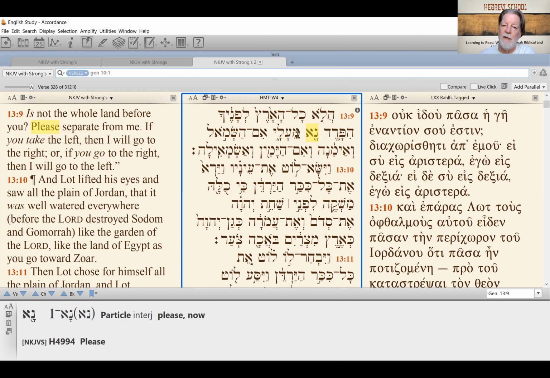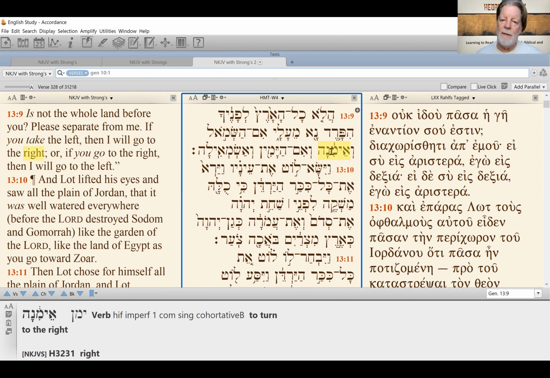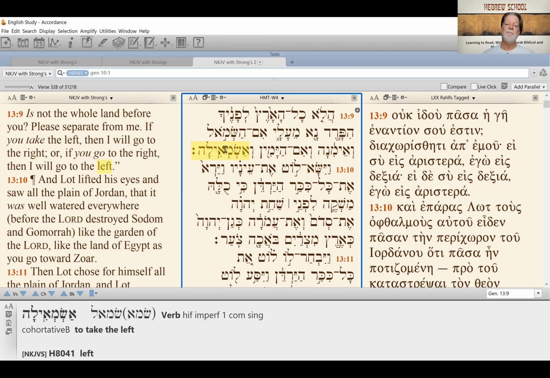Separate, na, please, me'alai, from me. Im hasmol, so if you go to the left, va'emina, I will go to the right. Yamin is right, and the aleph here is kind of an imperfect prefix. Va'im hayamin, if you go to the right, ve'asmila. Yeah, that's right. No, that's left. I'll go to the left.